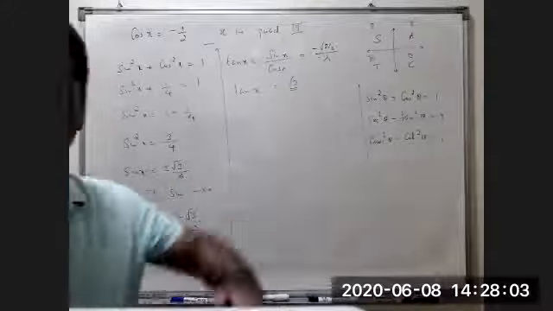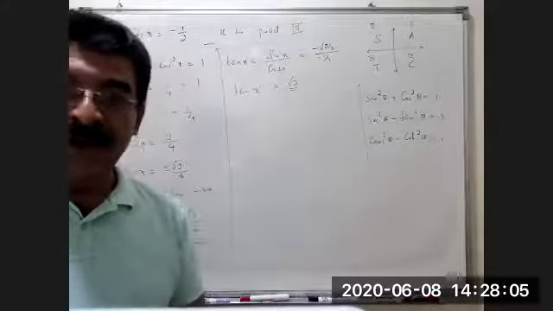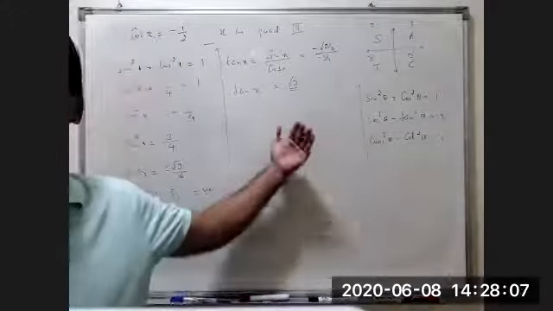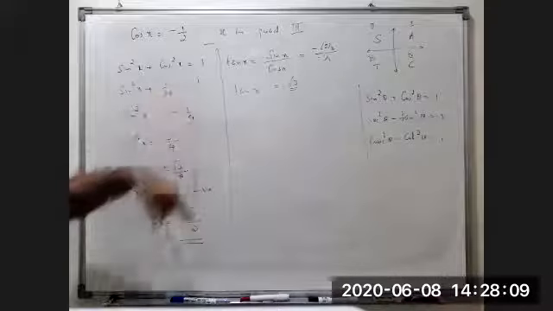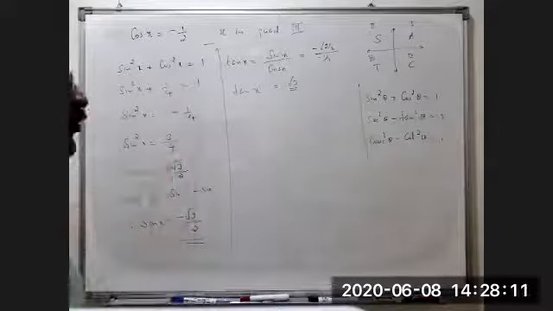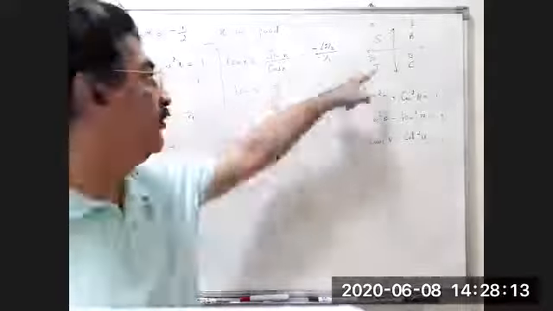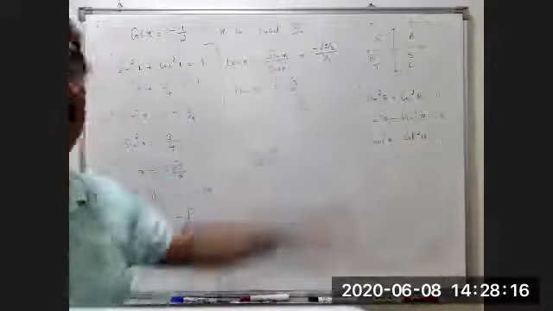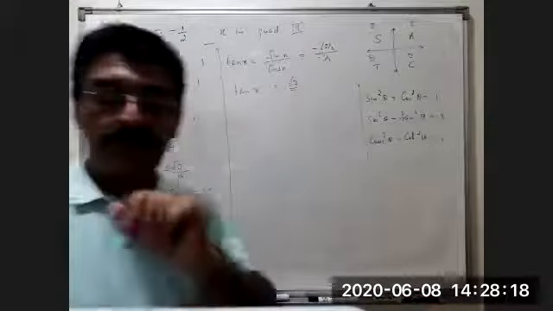Why is it positive? For two reasons we can say. Negative by negative is positive. Even otherwise, in quadrant 3, tan is positive.